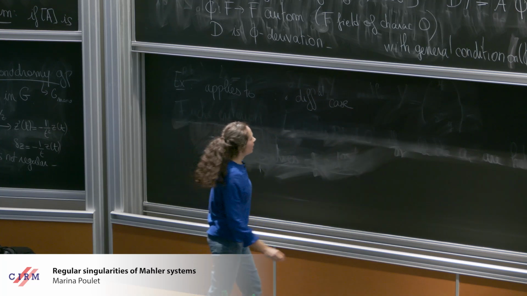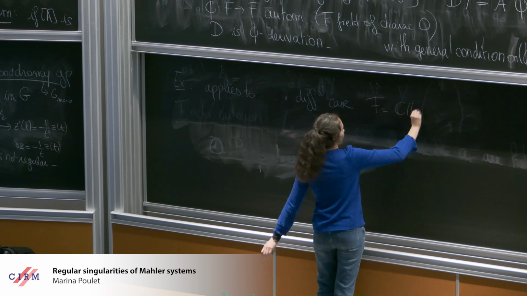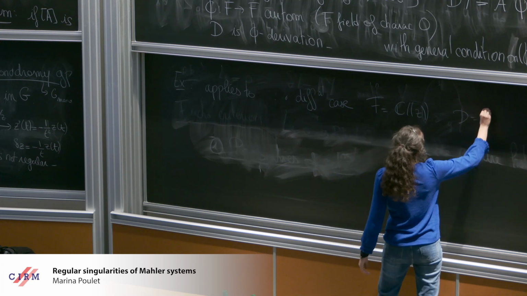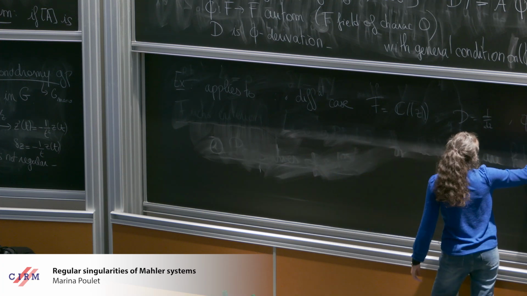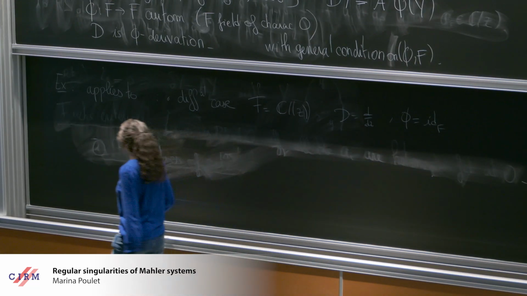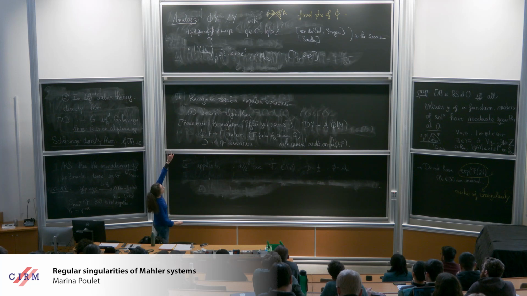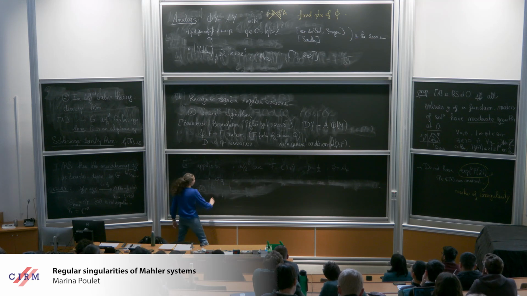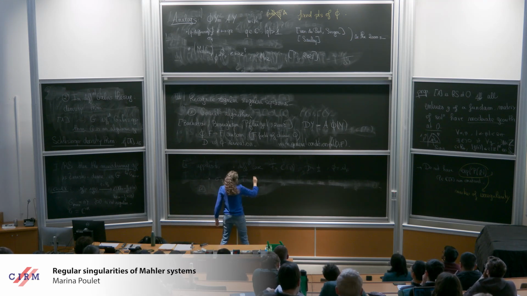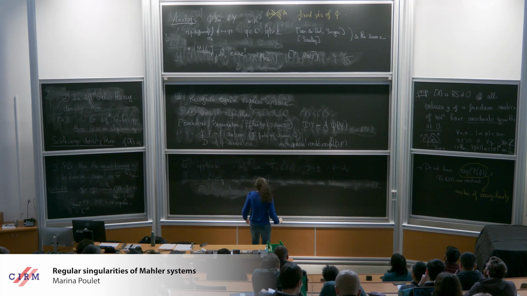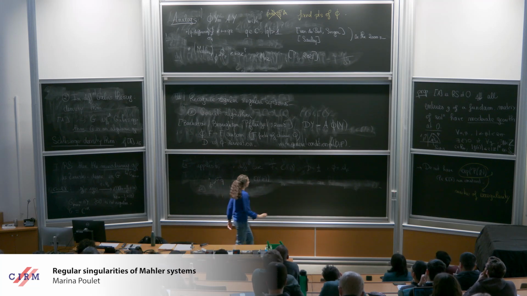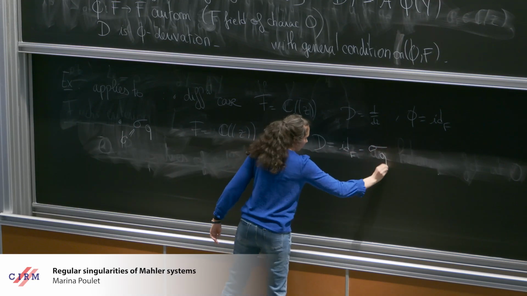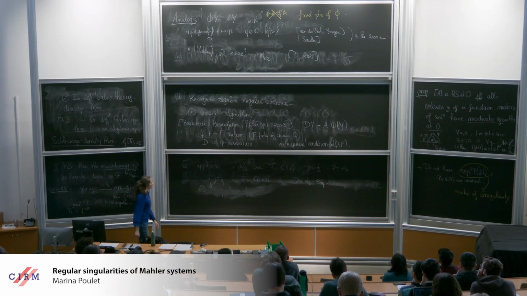For example, you can take F to be the field of Laurent series. Here, you can take for D the usual derivation, and for phi the identity. It also applies to a Q-difference equation, which I called sigma Q, with the same F. And here D will be sigma Q minus the identity. So it applies to the difference case.